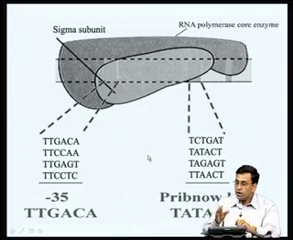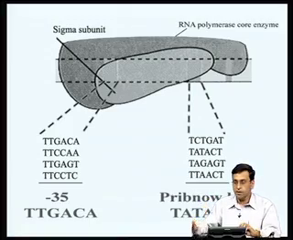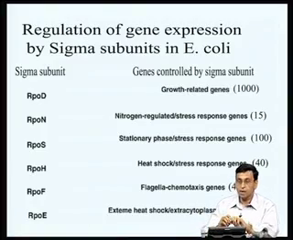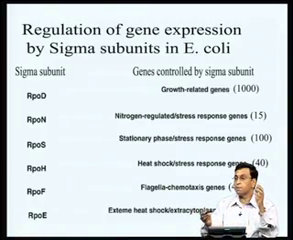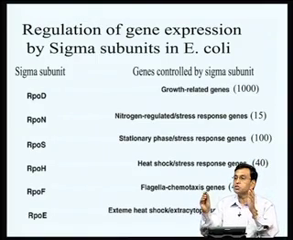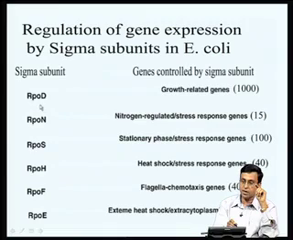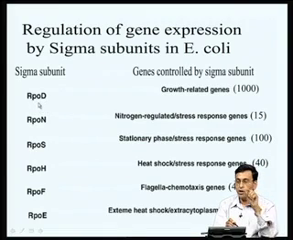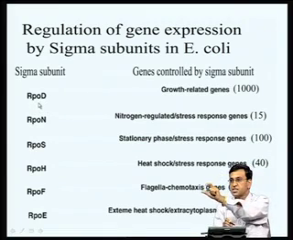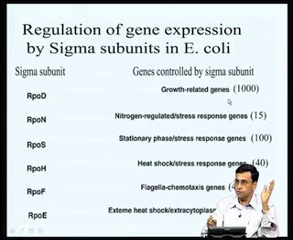So by minor variations in the -35 and -10 sequence, different sigma factors can bind to different promoter sequences and activate or repress different genes. I will just give an example here. Let us say E. coli has to now grow, and there are about 1000 genes which now have to be activated for the E. coli cells to grow. What does it do? The E. coli now makes a specific sigma factor called RPOD, and this RPOD goes and binds to specific -35 and -10 sequences of these 1000 growth related genes, and activates all these genes.